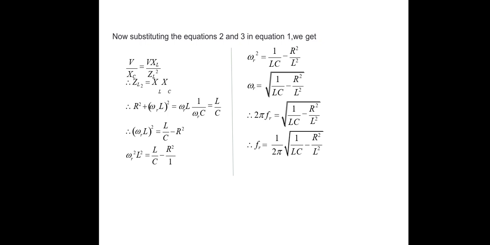Now instead of omega, we substitute 2 pi f r. Therefore the resonant frequency is equal to 1 by 2 pi root over 1 by LC minus R squared by L squared. This is the resonant frequency of the parallel resonant RLC circuit. Previously, the resonant frequency of the series resonant circuit was FR equal to 1 by 2 pi root LC. That means the equations are a little different from each other, where FR is the resonant frequency in Hertz. So the expression is different from the series resonant circuit.